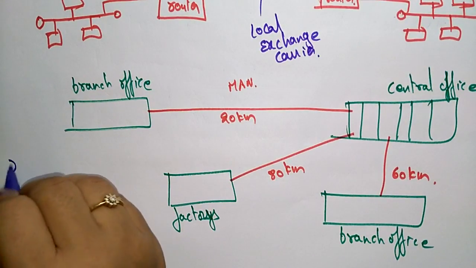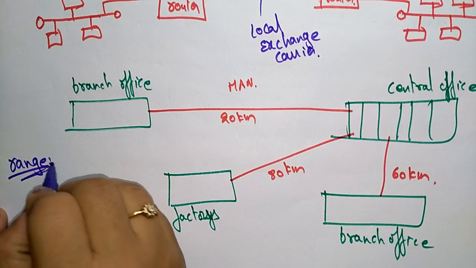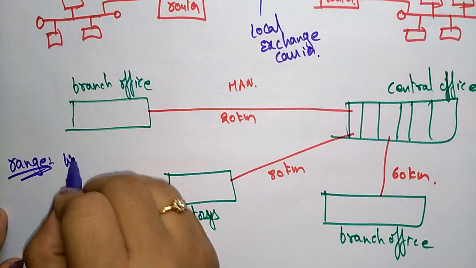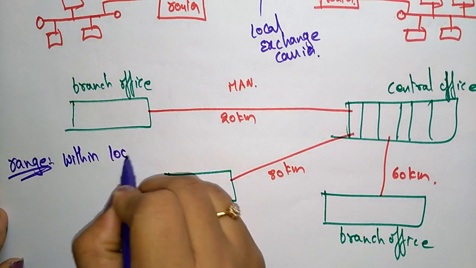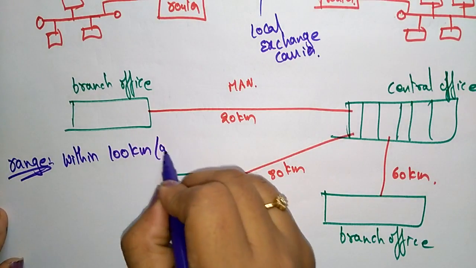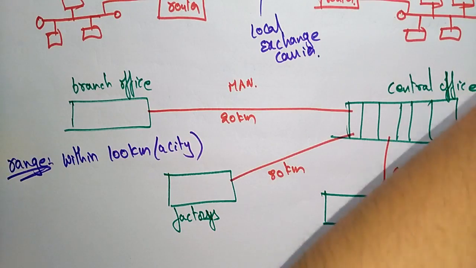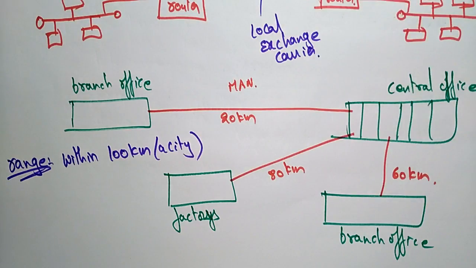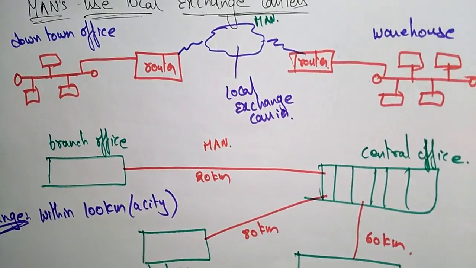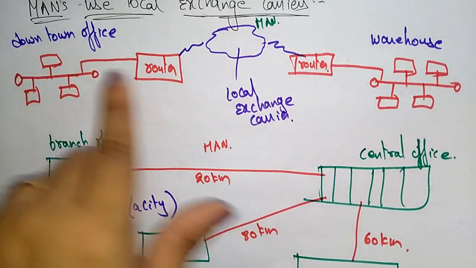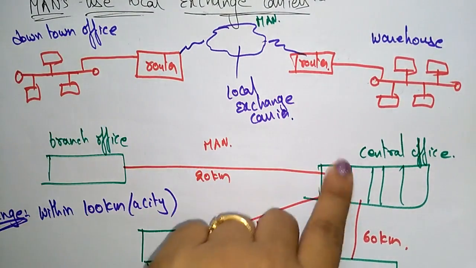Here you have to remember the range should be within 100 kilometers, that is a city. Within 100 kilometers you can use the metropolitan area network. So this is about how local exchange carriers work with the metropolitan area network. Now let us see the advantages and disadvantages of using the metropolitan area network.